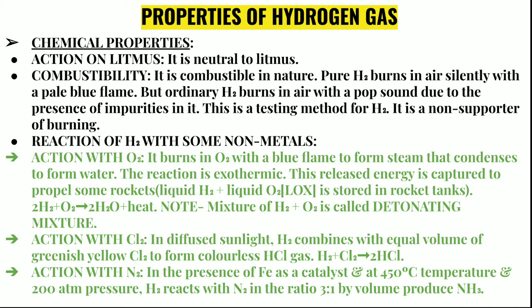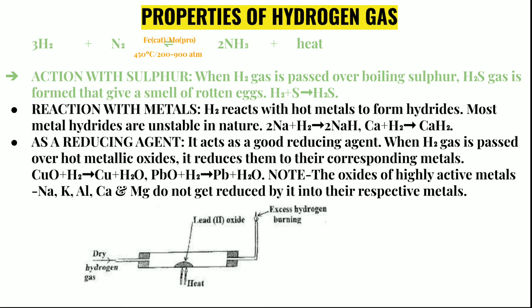Next, in the presence of iron as a catalyst, molybdenum as a promoter, 200 to 900 atmospheric pressure and 450 degrees centigrade. Now action with sulfur. When hydrogen gas is passed over boiling sulfur, hydrogen sulfide gas is formed. How can you say that it is hydrogen sulfide? Because it gives a smell of rotten eggs.